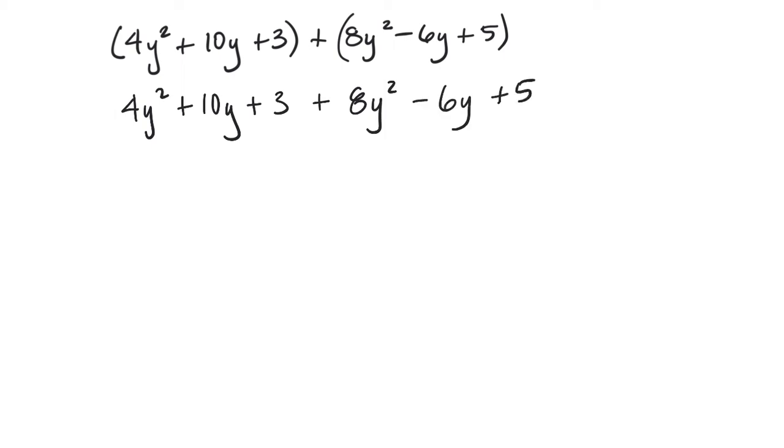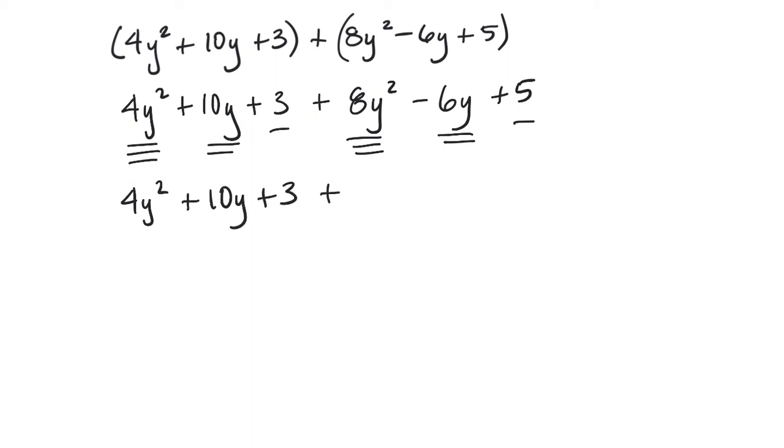that. And if I want to, like I said, I can underline these things and identify which ones are the same or are like terms, or if you have a highlighter, you can do that. So I'll just use underlining. So I'll underline those guys are like terms, these are like terms, and these are like terms. So I got to get those next to each other. So first step is to write it as an addition statement. So I'll get 4y squared plus 10y plus 3 plus 8y squared plus negative 6y plus 5.